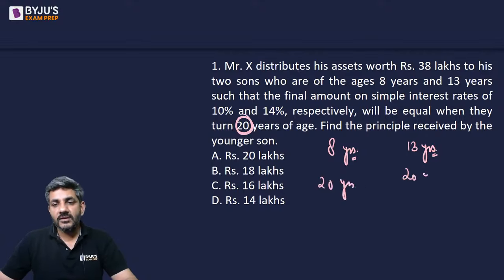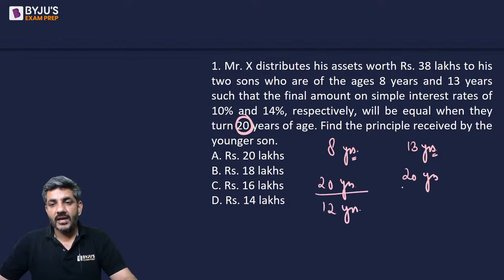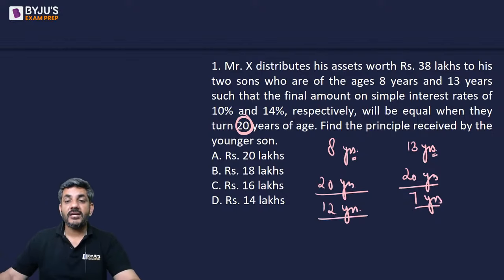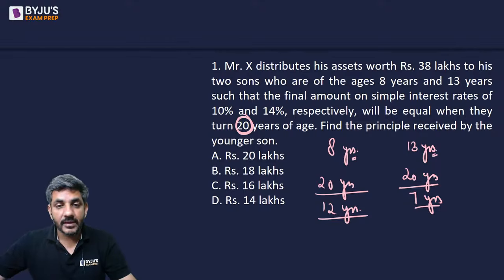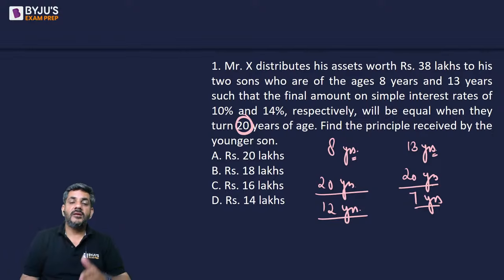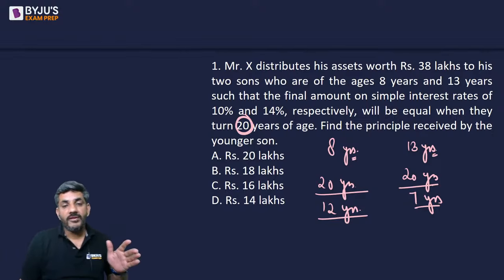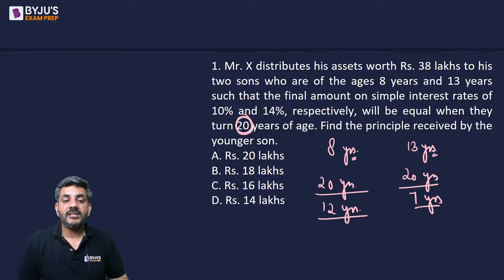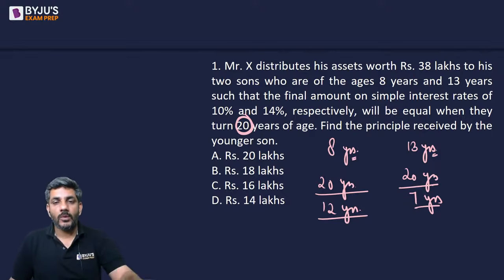So the younger son would be 20 years old after 12 years and the elder son would be 20 years old after 7 years. So basically the principal should be distributed between these two people in a way that when the younger son gets interest for 12 years and the elder son gets interest for 7 years, their final amount should be equal. That's what the question is asking you कि end में जाके वो amount equal हो जाने चाहिए.